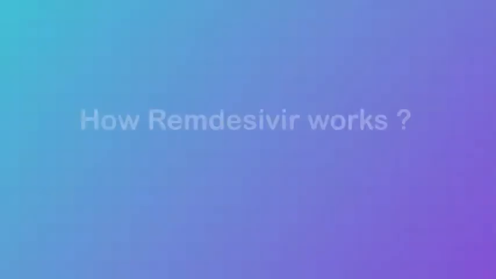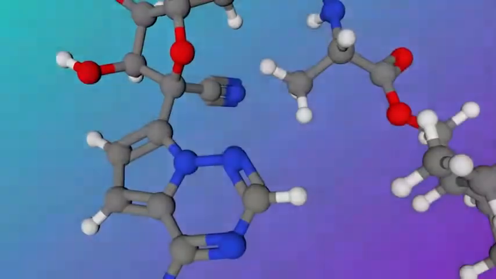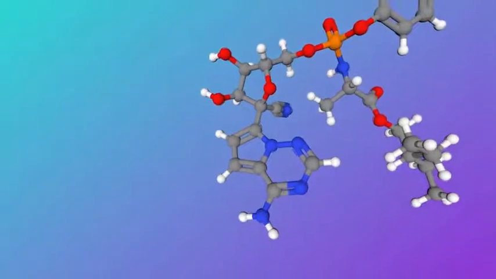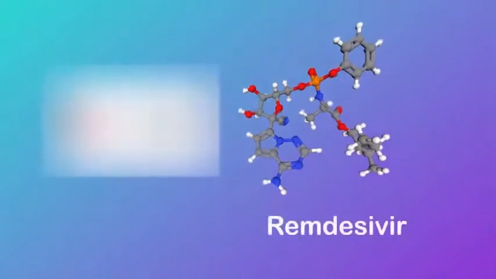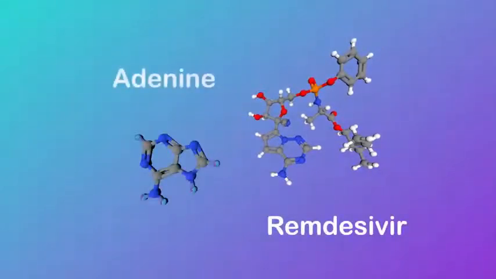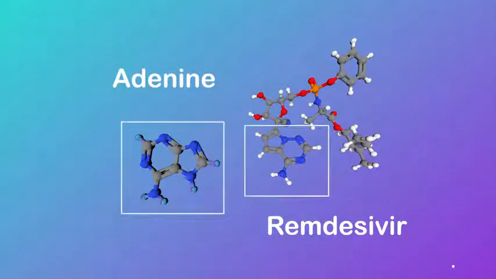Next, let's look at how remdesivir works as a promising drug to treat coronavirus. This is the molecular structure of remdesivir, a drug developed by U.S. pharmaceutical company Gilead. It is a nucleotide analog which contains a structure very similar to adenine.